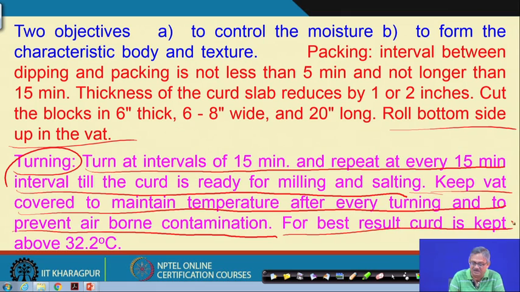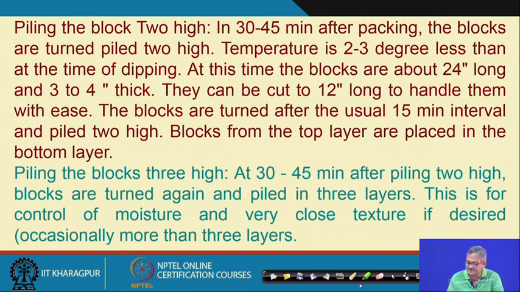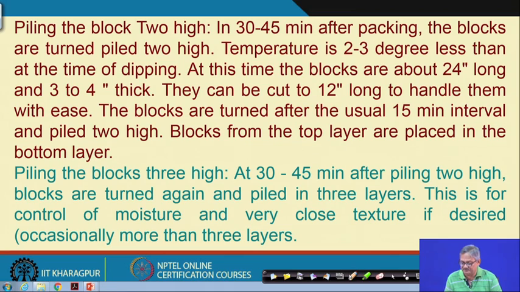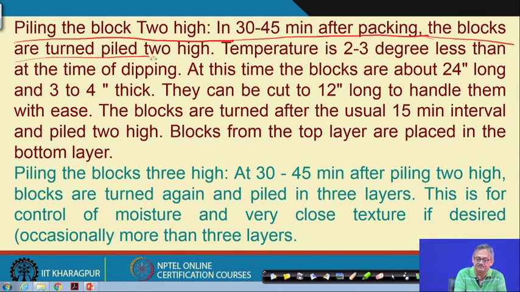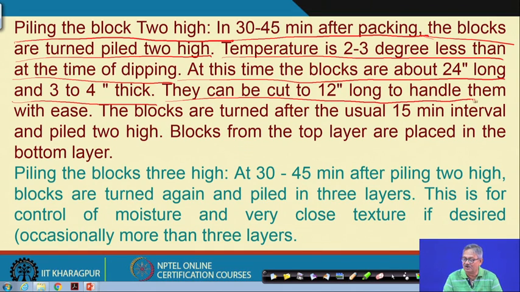For best results, curd is kept above 32.2 degrees centigrade. Then your piling and repiling comes. Piling is done, piling the blocks two high, 30 to 45 minutes after packing. The blocks are turned and piled two high. Temperature is 2 to 3 degrees less than at the time of dipping. At this time, the blocks are about 24 inches long and 3 to 4 inches thick. They can be cut to 12 inches long to handle them with ease.